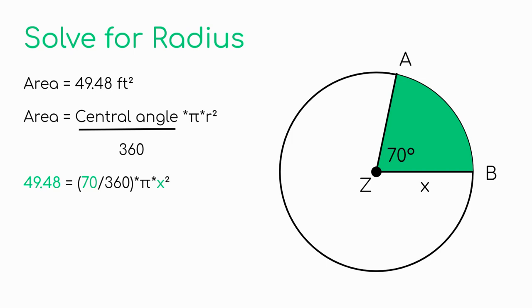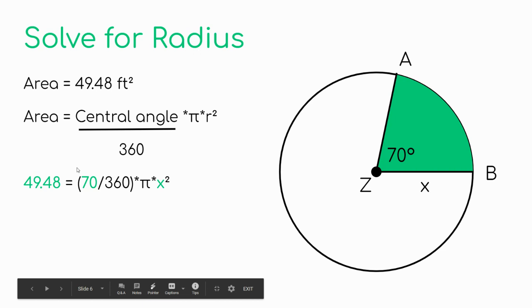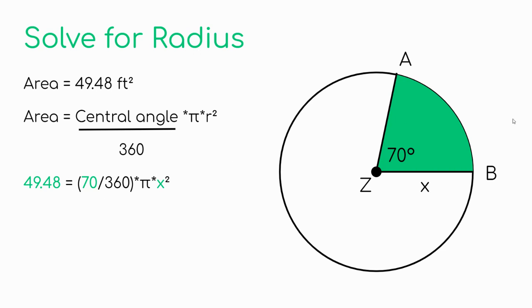So then we're going to combine like terms. Over here on the right, we want to combine everything but our x. So we're going to do in our calculator 70 divided by 360 times pi. We get 0.611. So we have 49.48 equals 0.611 times x squared.